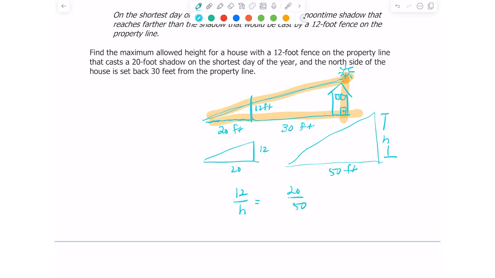Okay, and then I'm going to have you try solving that on your own, based off of what we just did earlier in the video. But I will tell you that the answer should come out to be 30 feet. So try solving that and make sure you get 30 feet for your answer.